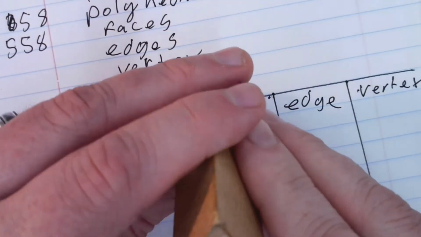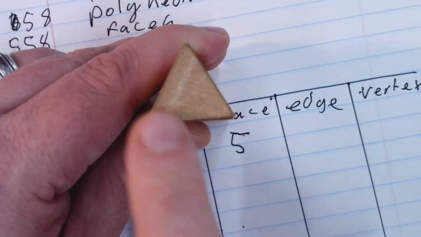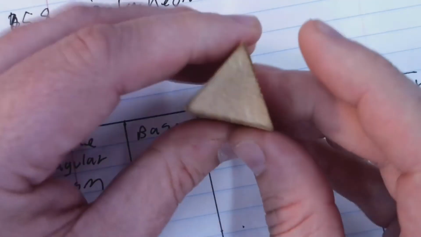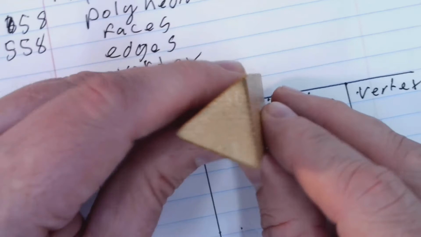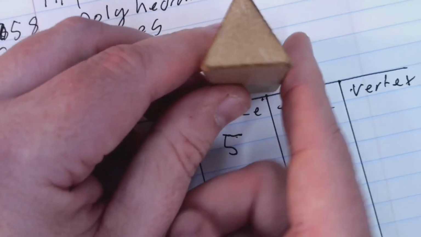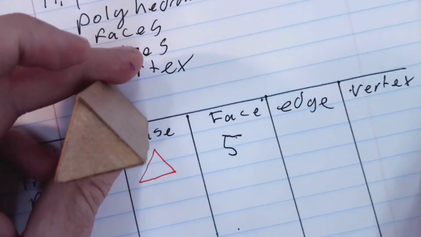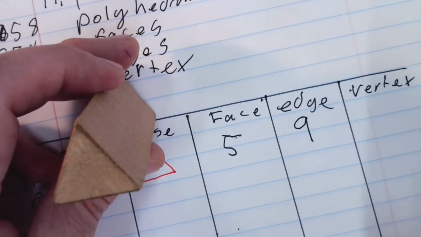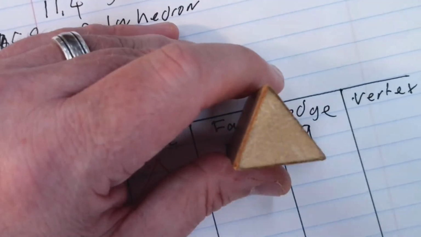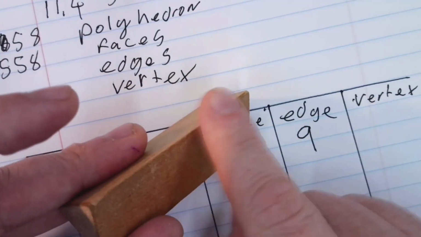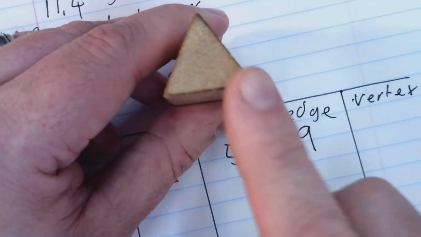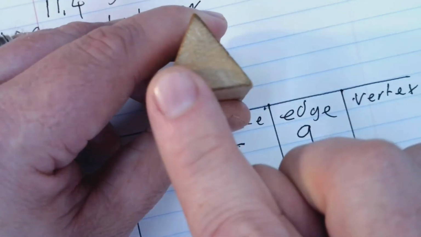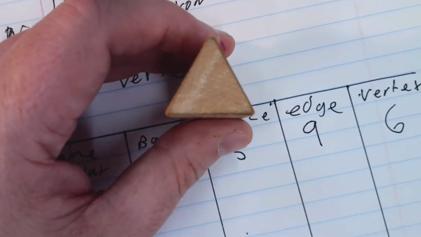Edges. Well, edges are easy. 1, 2, 3 edges. Now I'm going to turn it upside down. 4, 5, 6 edges. And then how many edges are connecting it? 1, 2, 3. So that's a total of 9 edges. Vertexes. Those are the pointy parts, right? Okay, the edges were the lines, the sharp parts, the lines. If I do that over and over again, I'm going to get a splinter. So the points right here are the vertexes. So I got 1, 2, 3. Flip it over. 4, 5, 6. All right, that's our triangular prism.